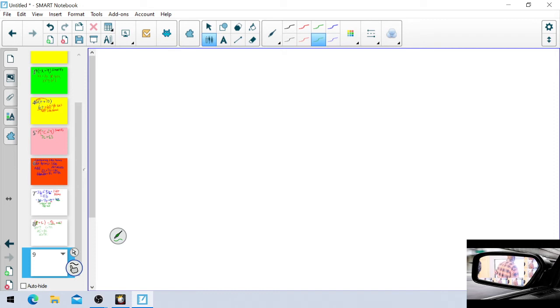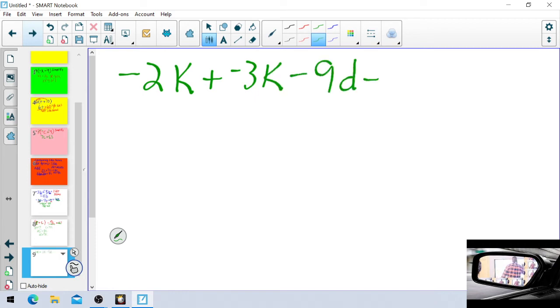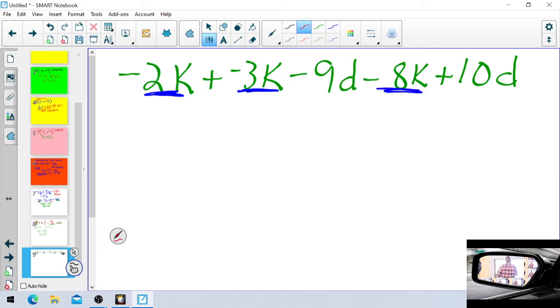Let's do another one. Let's do a big one. Negative 2k plus negative 3k minus 9d minus 8k plus 10d. That's a big one. Okay, let's identify all our like terms. This right here is a like, these right here are like, that's a like. And then right here, those two are like. Like terms.